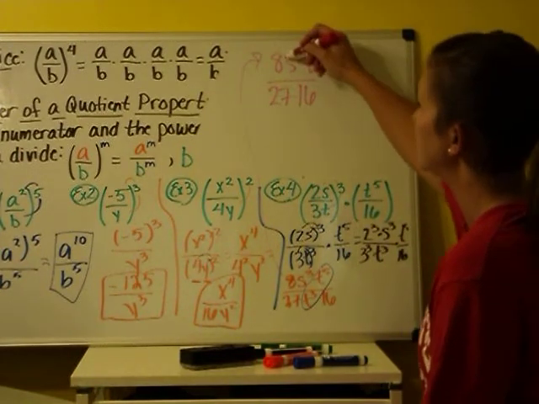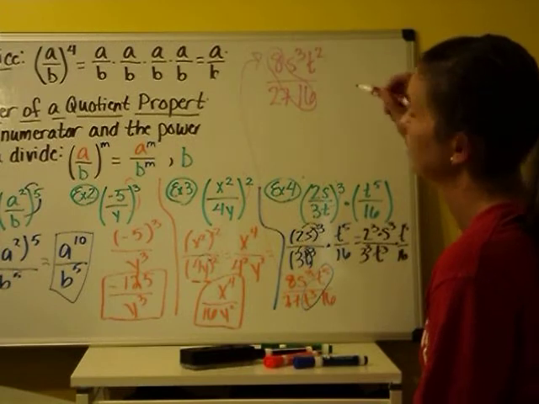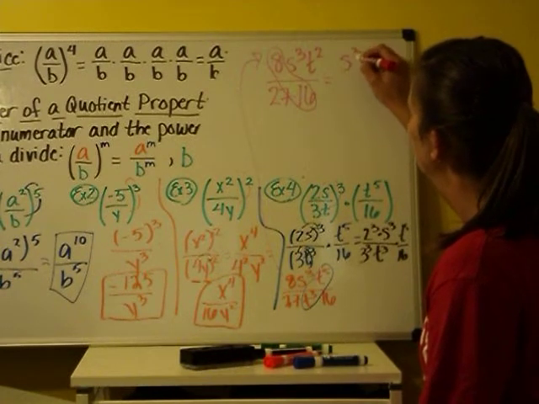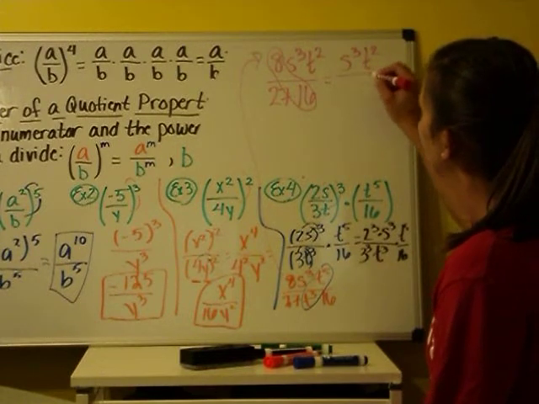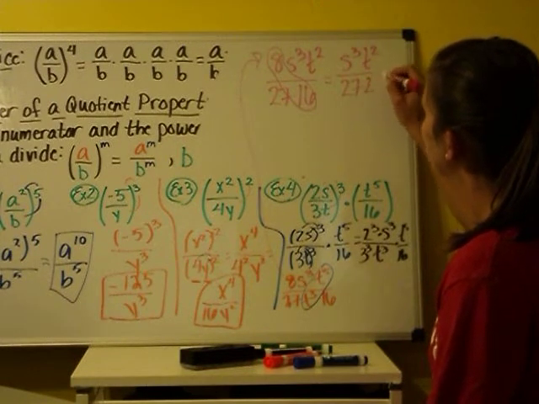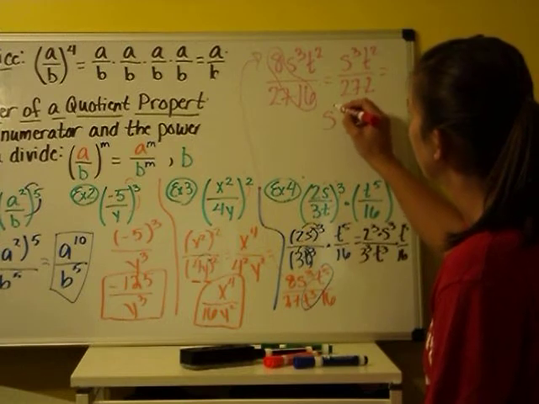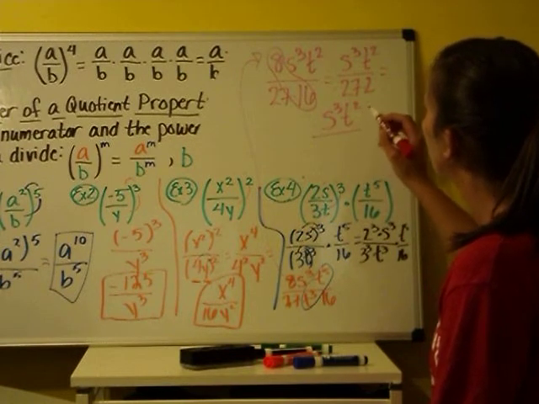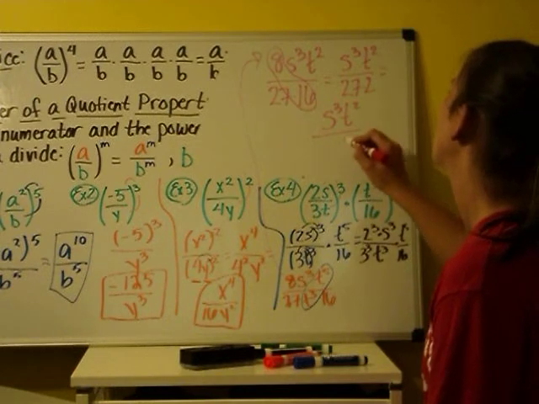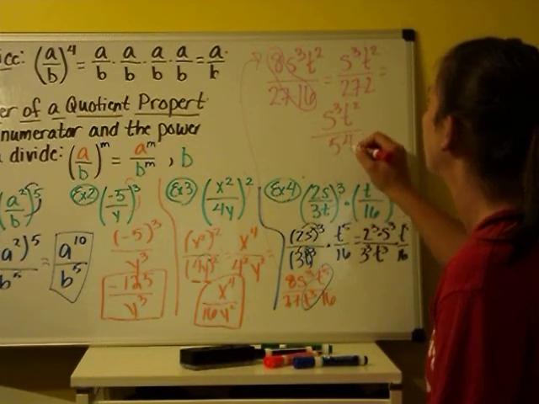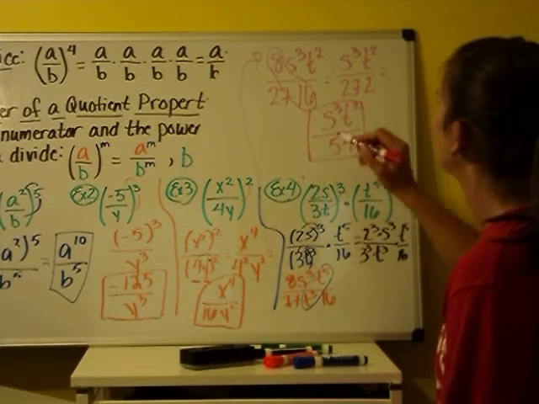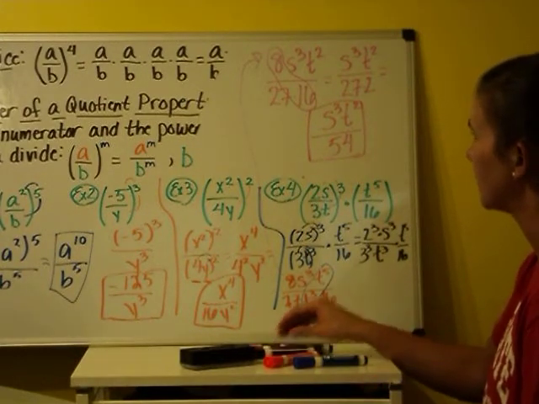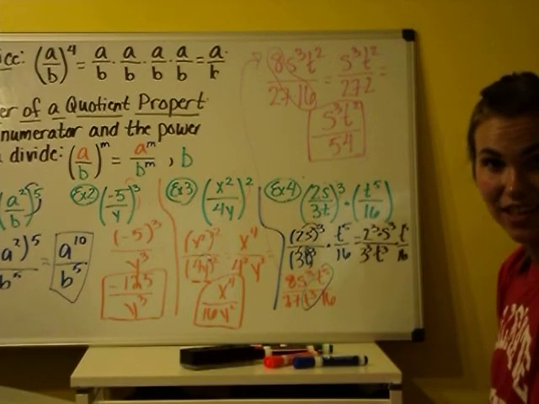I'm going to go ahead and reduce 8/16 to 1/2. So I'm going to have s cubed t squared over 27 times 2, which gives us the final answer of s cubed t squared over 54. Okay? And you cannot simplify any further because all the bases are different. And that is section 8.2.